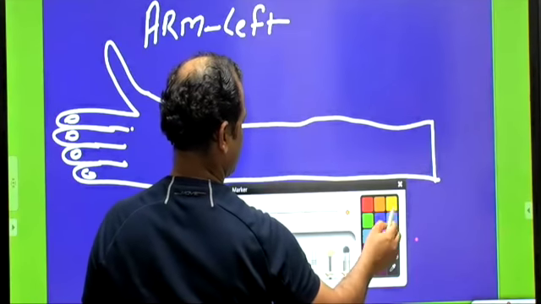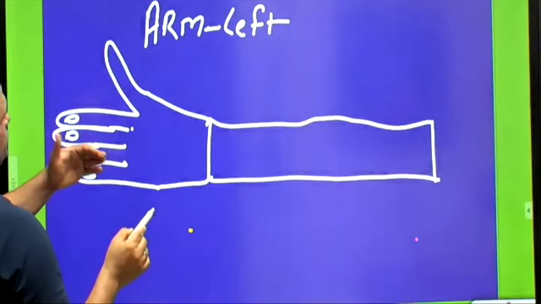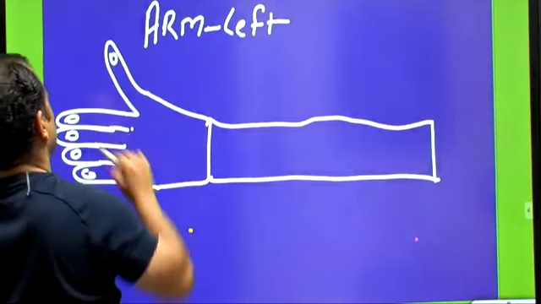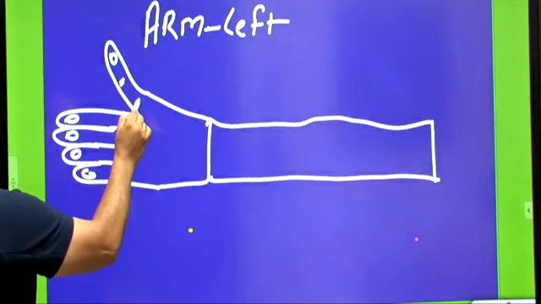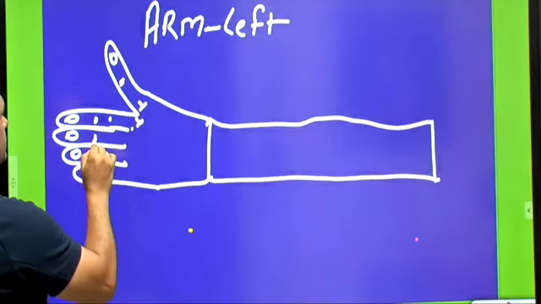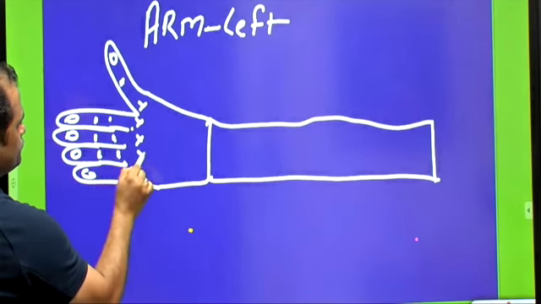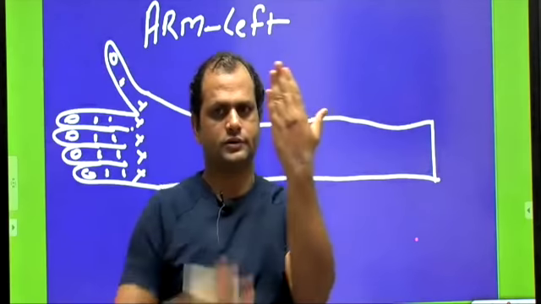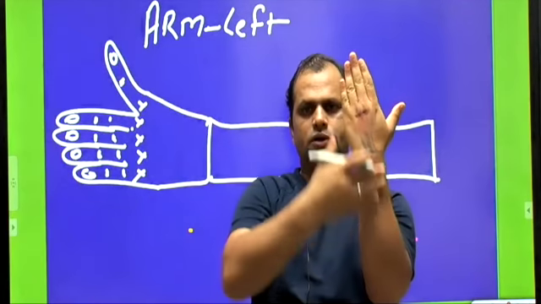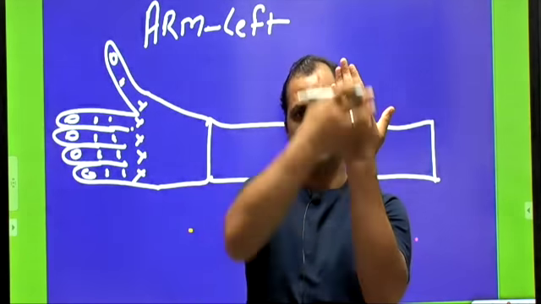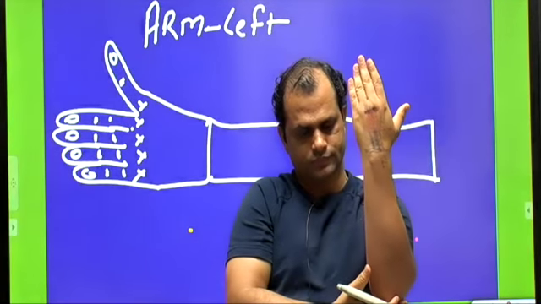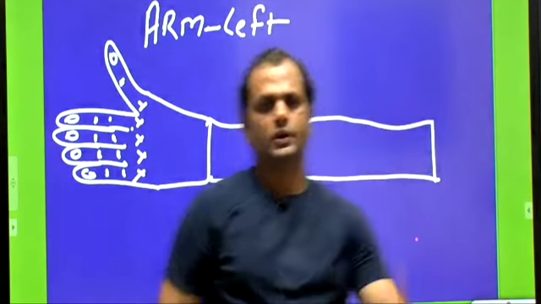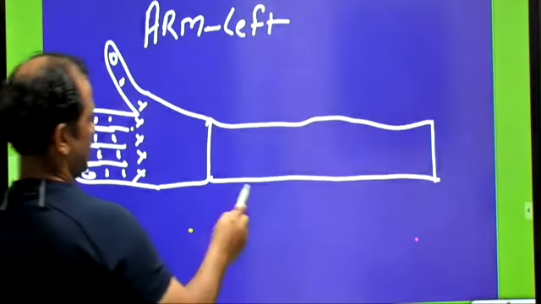So this is this side. We can see the nails here. So the side where we can see the nails, like this side, this side is called the yang side. Yang side.